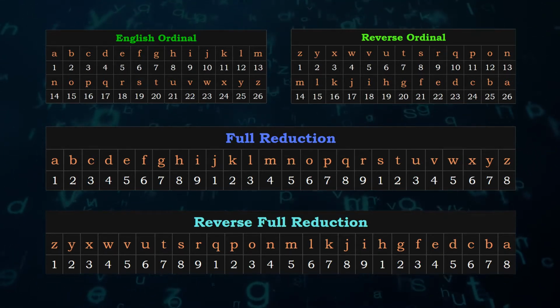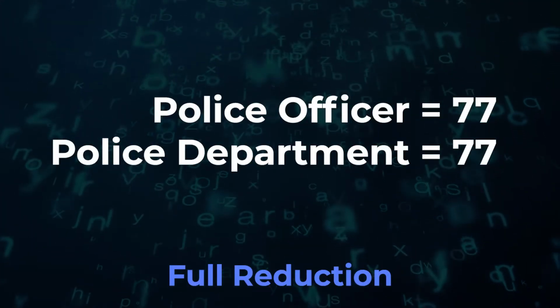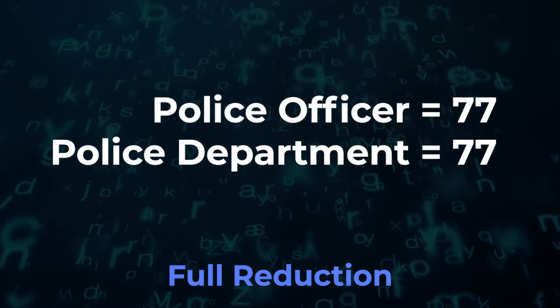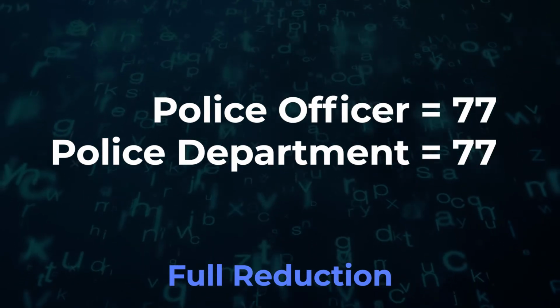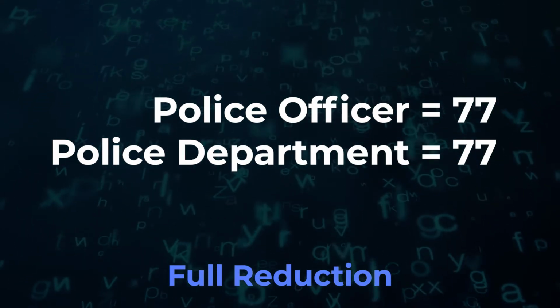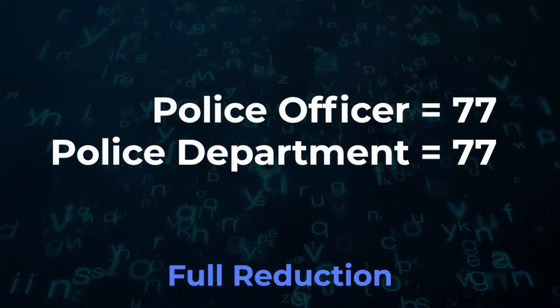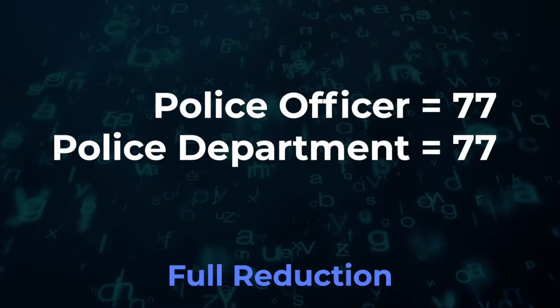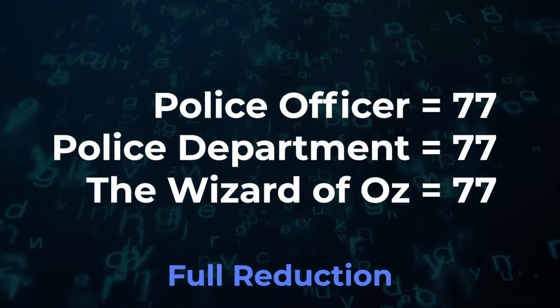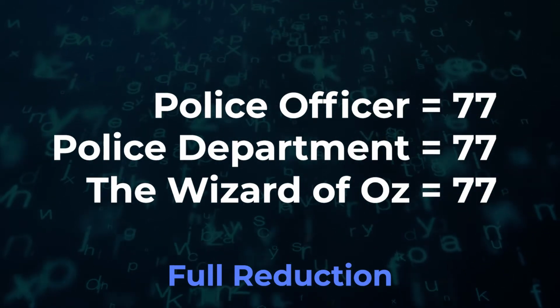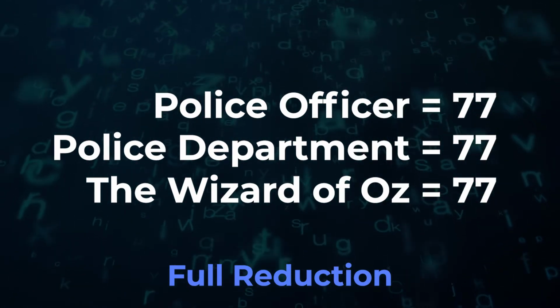We're going to look at some simple matches today. We convert each letter into a number and add them together. Both police officer and police department sum to 77. So what if you throw in something random, like, say, the Wizard of Oz? The Wizard of Oz has a matching 77. So does that mean it has a connection with police officer and police department? Not necessarily, because we're not just picking random words that have the same number.